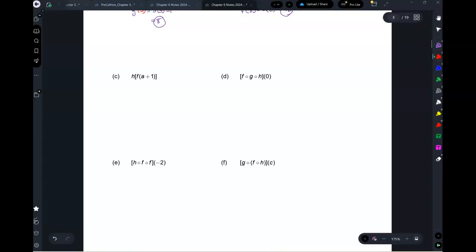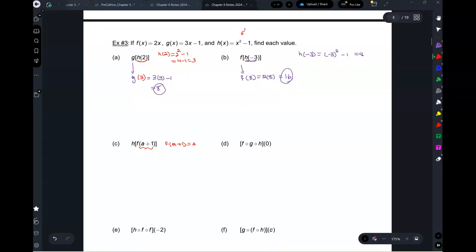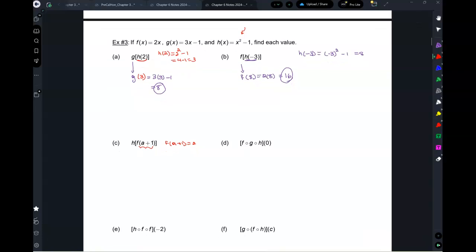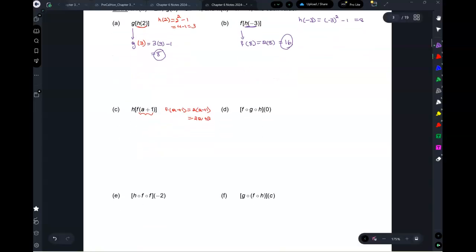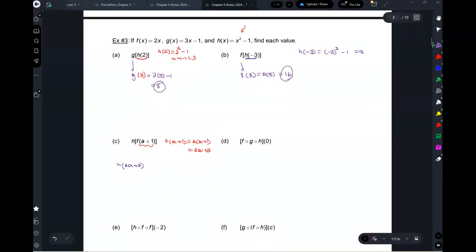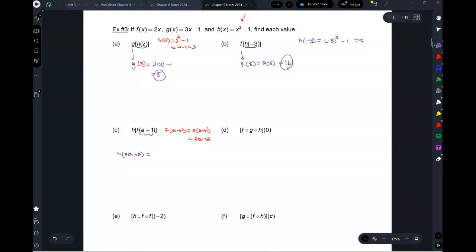Okay. F of a plus 1. That's what we start with. F of a plus 1 is, let's see, what was f of a? F of x is 2x. F of a plus 1, 2 times (a plus 1), 2a plus 2. So, h of 2a plus 2. H of x is x squared minus 1. So this is (2a plus 2) squared minus 1.